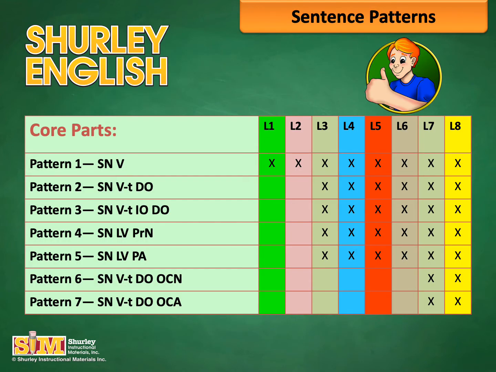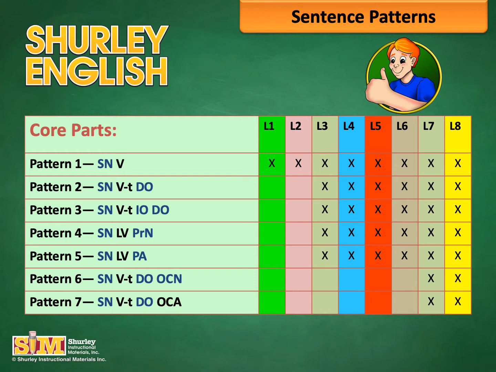The number of possible word combinations to create sentences is almost limitless, but there are a limited number of sentence patterns. A sentence pattern is the pattern or order of the core parts of the sentence. This chart illustrates the core parts of each sentence pattern and the level where each pattern is introduced and reinforced. Traditional textbooks teach these same patterns, but you might notice a slight difference. Shurley English always labels a noun by its job.